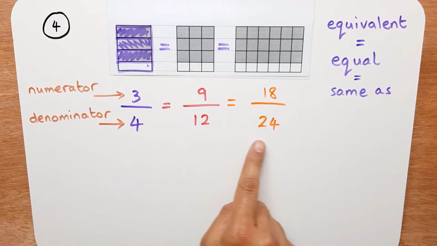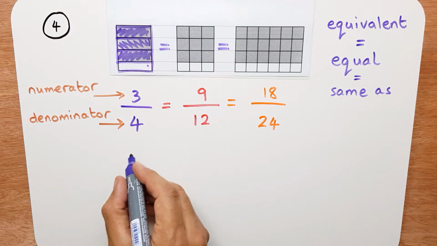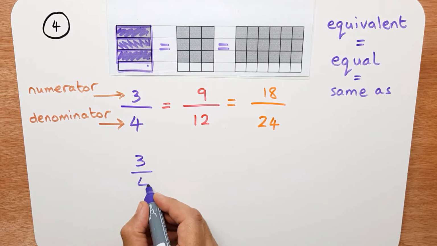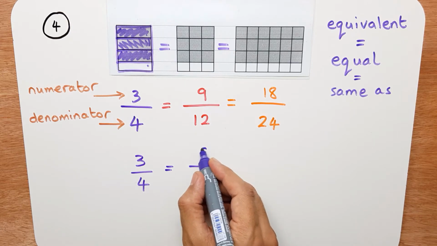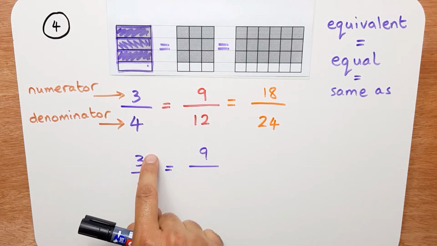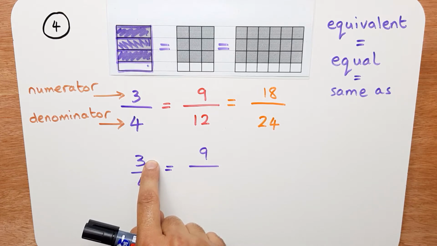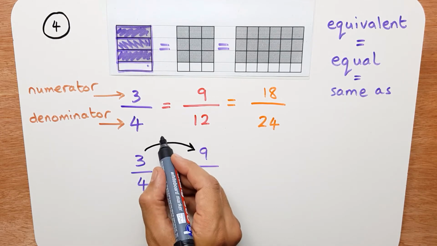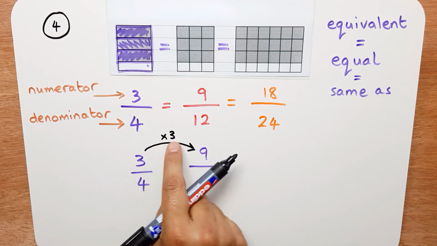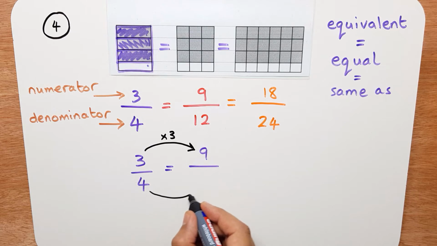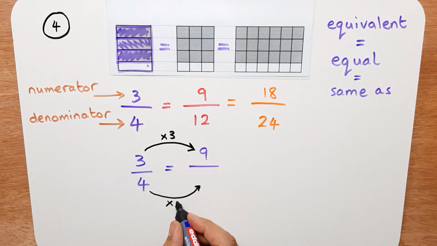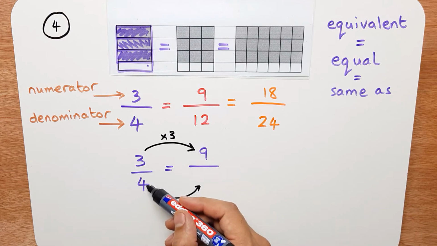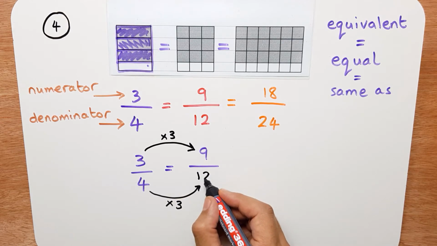Now all these 3 fractions are equivalent. But let me show you another way we could have done this. So this is what you were given. Now ask yourself, how did you get from 3 to 9? What did you have to multiply 3 by to get to 9? So if you multiplied the numerator by 3, because 3 times 3 is 9, you have to also multiply the denominator by the same number. And 4 times 3 is 12.